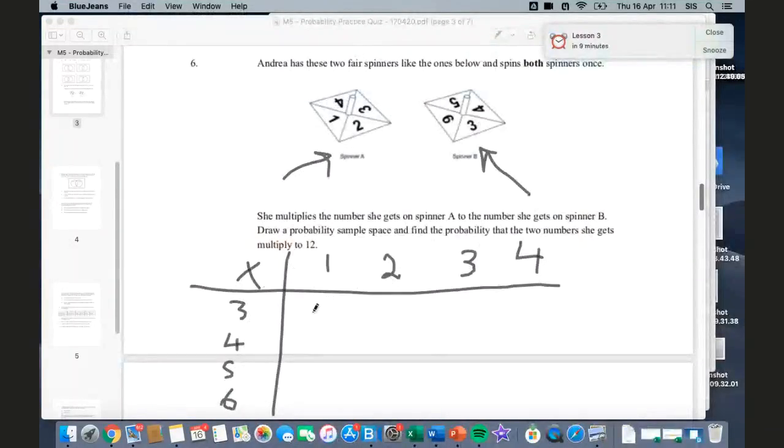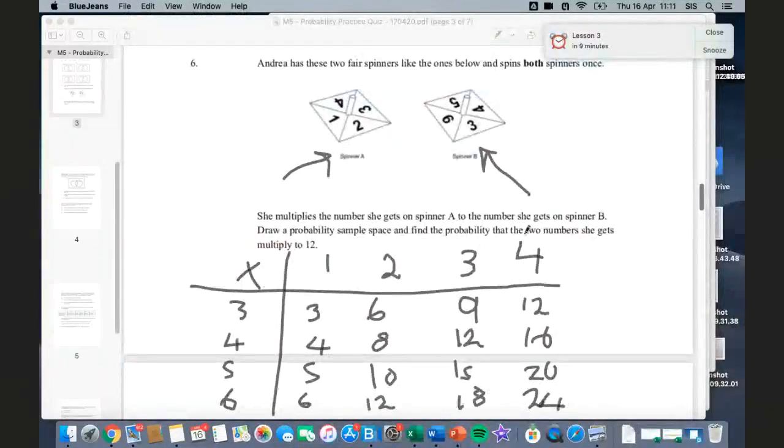And then because she's multiplying them, all we need to do is multiply 3 times 1, 3 times 2, 3 times 3, 3 times 4, etc. So I've done the first row, and now I'm going to do this for the next few rows.